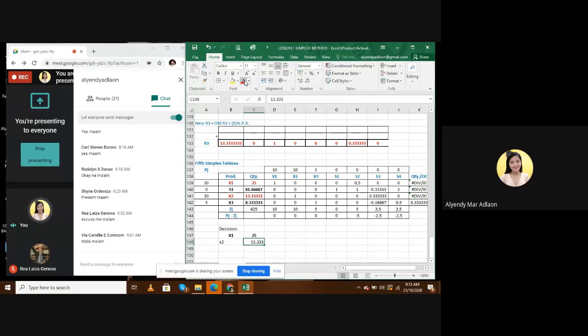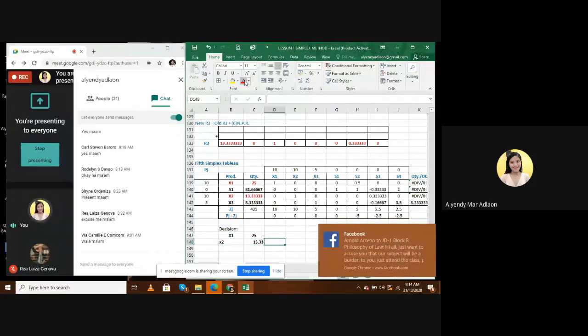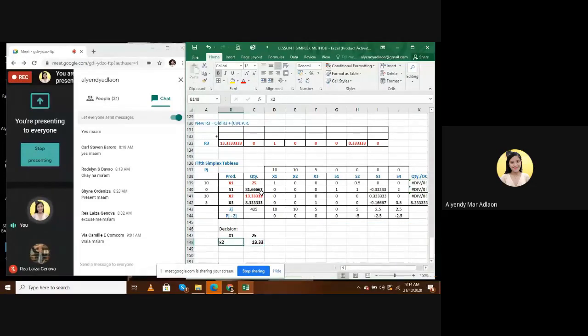Okay, or 13.333. 13.33. Or actually, dapat 13 lang jud gali na, no? Kung tinud-anay jud, no, sa kung tinud-anay jud nga pag-produce. Pero butang na itong 13.33, no? Kay base sa calcu. And then, for the product X3, we have 8.333.